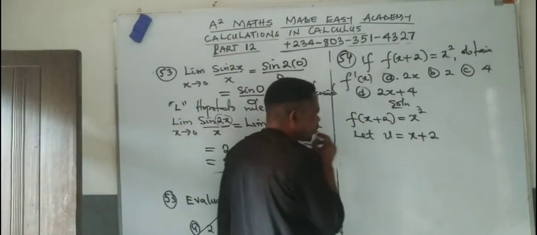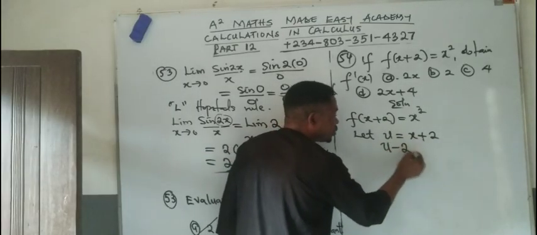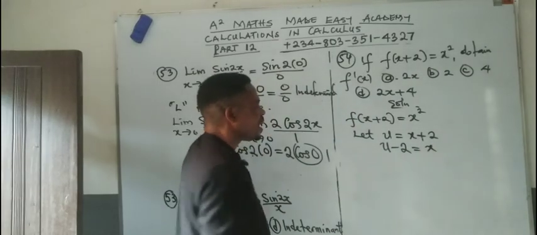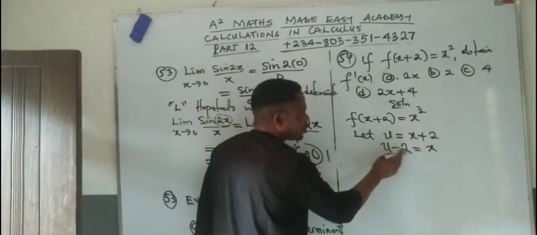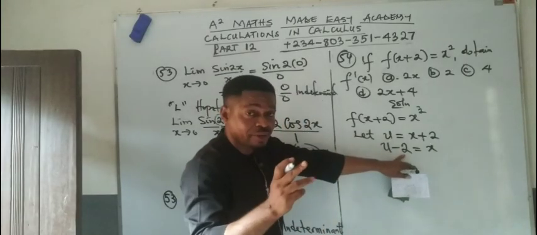How do we make x the subject? Watch. I will carry this plus 2 this way. It becomes u minus 2, you change the sign to minus, then equal to x. Anywhere we encounter x, remove it and put u minus 2. Have I made myself clear?